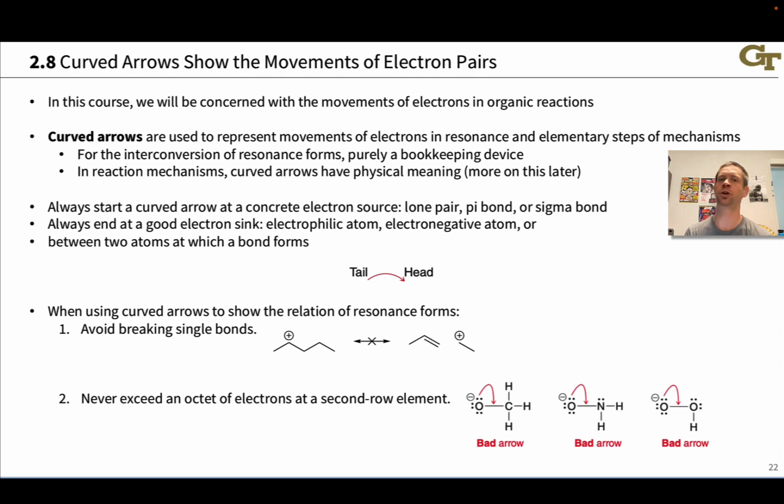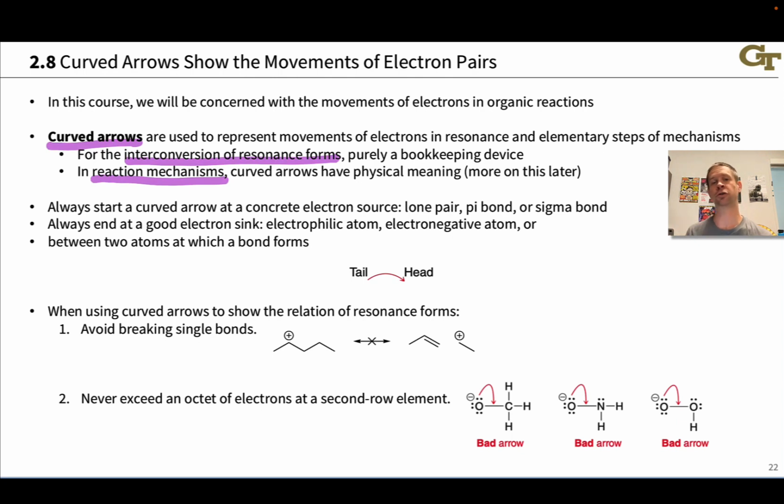So curved arrows are used to represent the movements of electrons both between resonance forms and in the elementary steps of reaction mechanisms. So we use them kind of in two realms, and we're going to focus on the resonance application here and move into mechanisms later in the course.